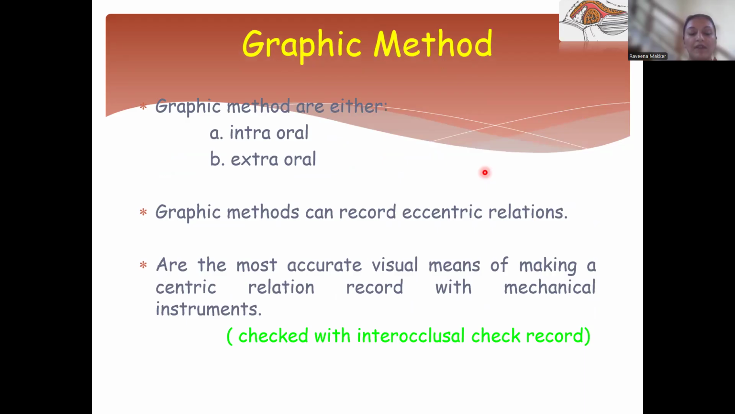Now, graphic methods are the most accurate visual means of making a centric relation record with mechanical instruments, provided that it is checked with the interocclusal check record method.